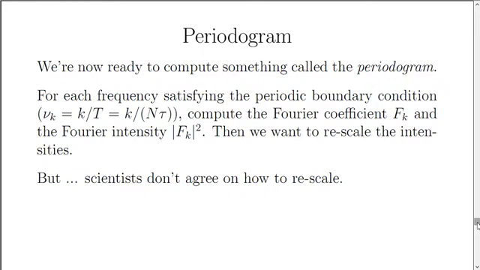Now we're ready to compute something called the periodogram. It's also sometimes called the power spectrum. For each frequency that satisfies that periodic boundary condition for all of our Fourier frequencies, we'll compute the Fourier coefficient and the intensity, which is the absolute square of that. Then we want to rescale the intensities. One complication is that scientists do not necessarily agree on how to rescale the intensities.